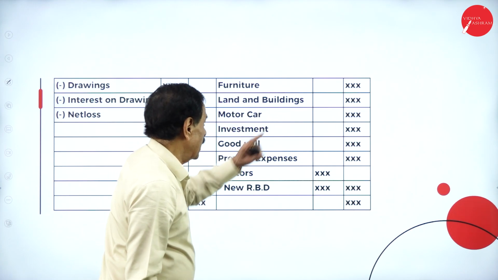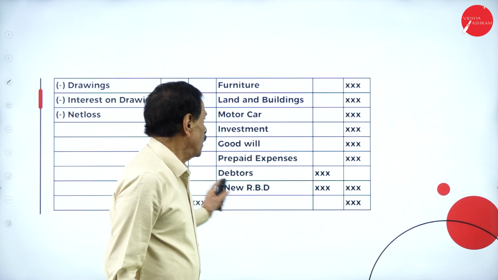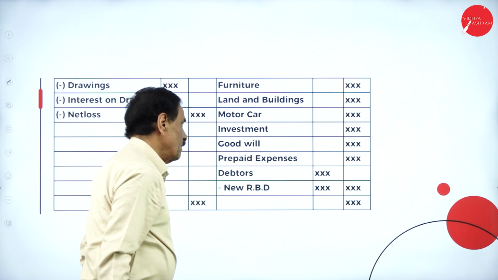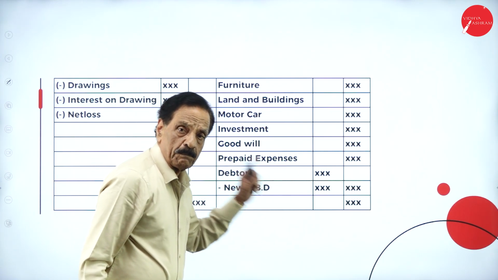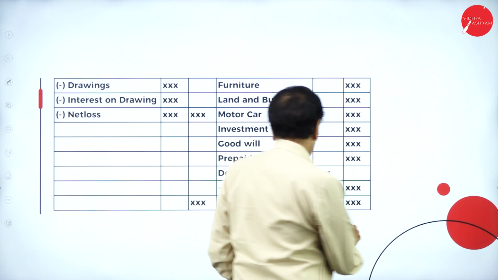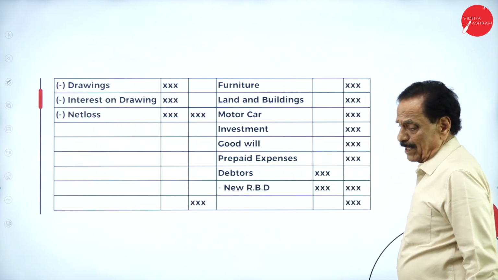Then here, furniture, building, motor car. If there is a depreciation, that should be deducted. Investment, goodwill, prepaid expenses, debtors minus new RBD. So the balance sheet should tally. Here, regarding the stock.